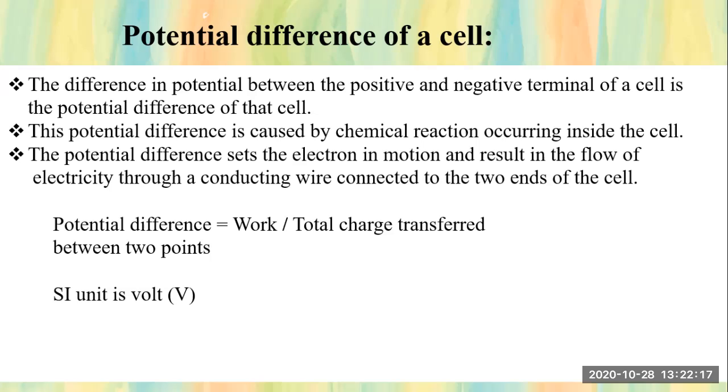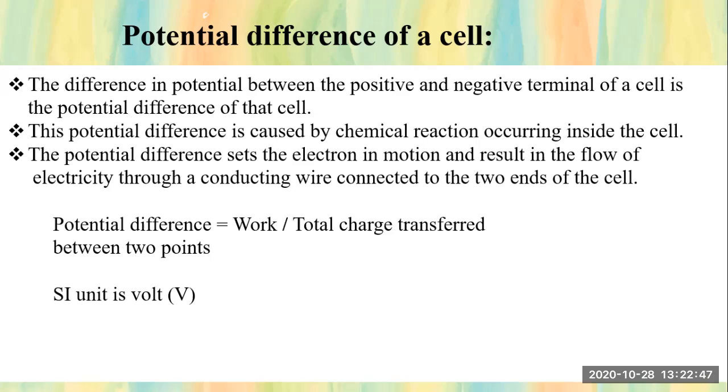Now we will see the third point. The potential difference sets the electrons in motion and results in the flow of electricity through a conducting wire connected to the two ends of the cell. Now you'll tell me, ma'am, you have read such a big line, we have not understood anything. See, we will see now what this means. We will go word by word so you can understand it very well.